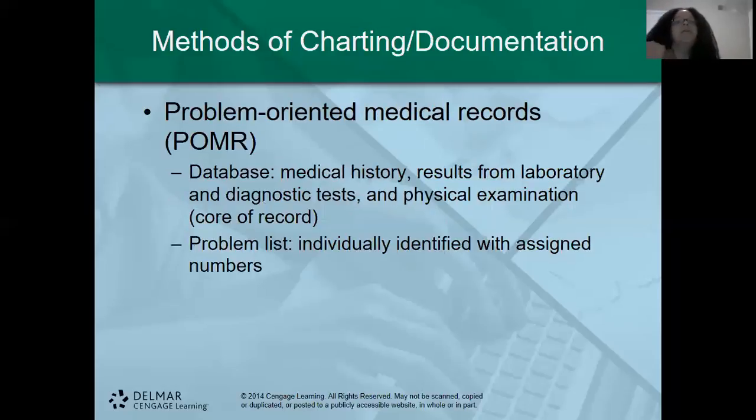And the other one is problem-oriented medical records, so POMR. It's a database with the medical history, results from labs, and physical exam. That's the core of the record. And then a problem list that is individually identified with assigned numbers. We don't deal with problem-oriented medical records a lot, but just know that there are two types: the source-oriented one and the problem-oriented one.